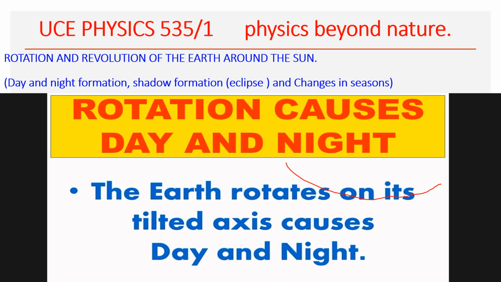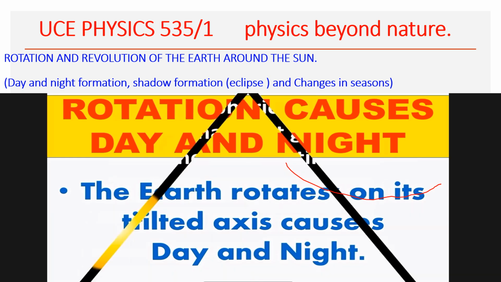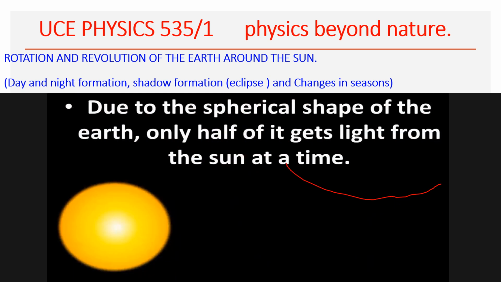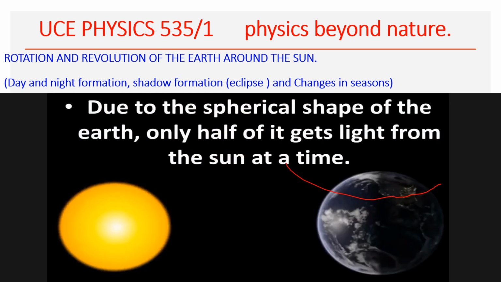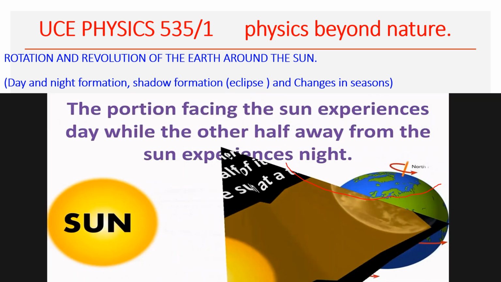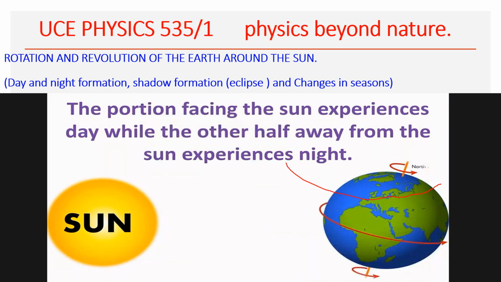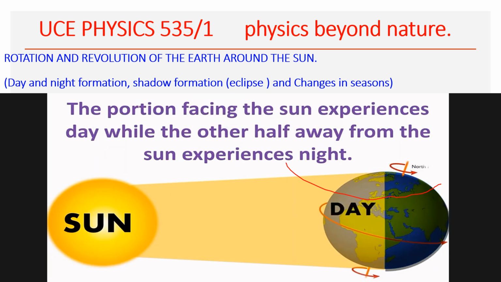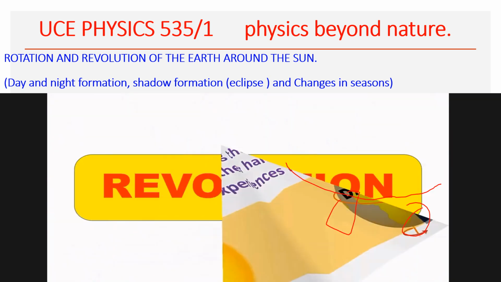The Earth rotates on its tilted axis, and that axis is about 23.5 degrees, causing day and night. Due to the spherical shape of the Earth, only half of its part gets light from the Sun at a time. The portion facing the Sun experiences day, while the other half away from the Sun experiences night. So that's why we are saying this part is day and the other part is night.